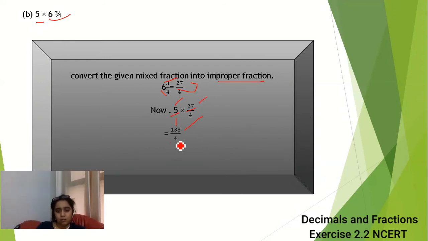So we have to convert this into a mixed fraction. How will we do this? We have to divide 135 by 4. 4 3s are 12, and 1 is left, 15, and 4 3s are 12 again, and 3 is the remainder. So this remainder will go in the numerator position, this 4 will go in the denominator position, and this 33 will be here. So our answer would be 33 3 upon 4.